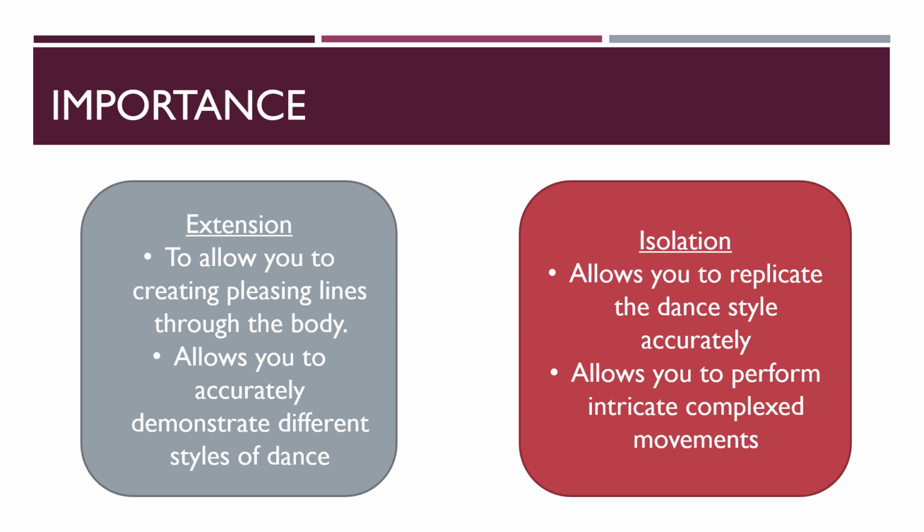And you can see we've just listed a couple here. So to allow you to create pleasing lines throughout the body, allows you to accurately demonstrate different styles of dance. And then moving on to isolation, it allows you to replicate the dance style accurately. Okay, so expanding on that one slightly, that would be, for example, the street dance style. You need effective isolation to actually perform the movements, so that would allow you to accurately portray the dance style.